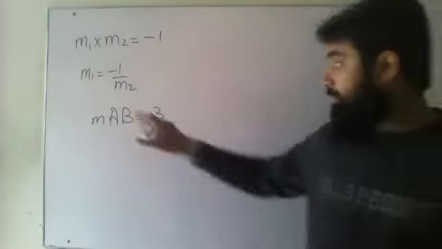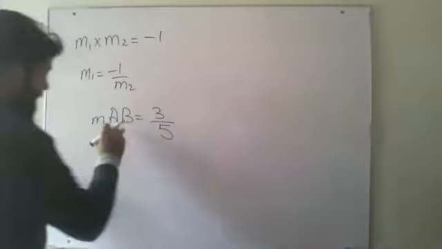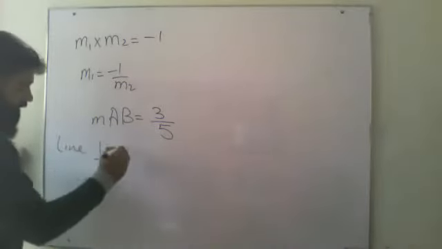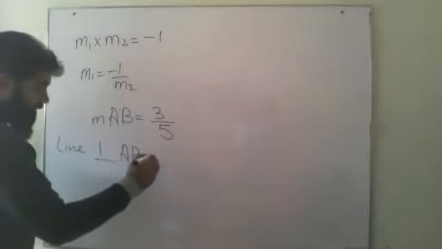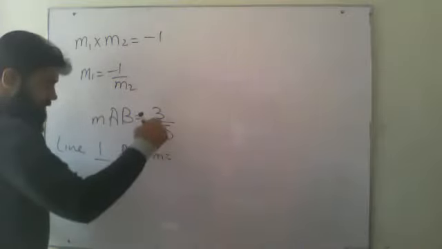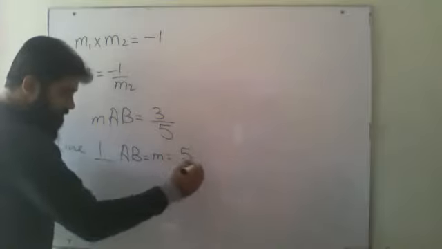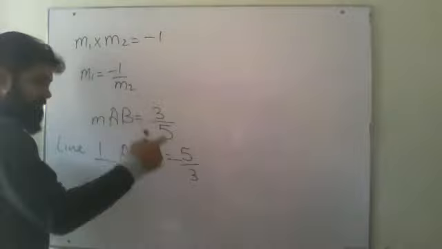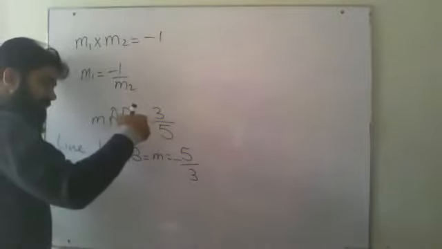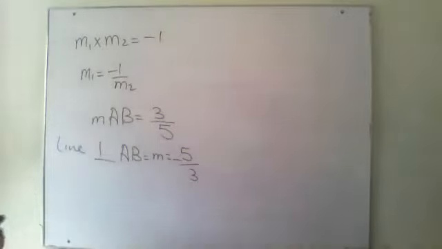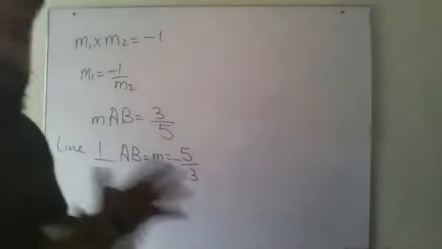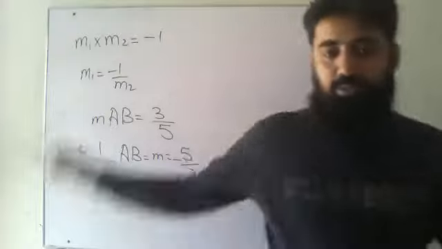Okay, then you will use this method, that for the line perpendicular to AB, the gradient will be the negative reciprocal of this, and negative reciprocal means if this is plus, this will be minus, if this is minus, this will be plus. Okay, so these are the two things, two different situations in which you are going to use this one.